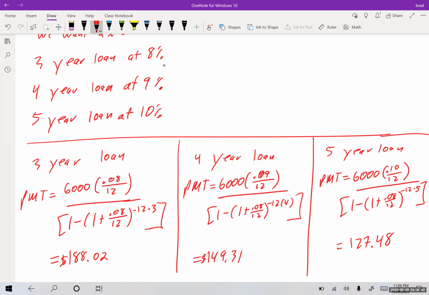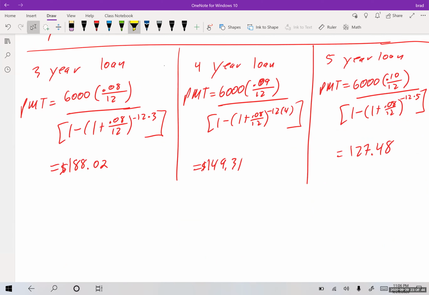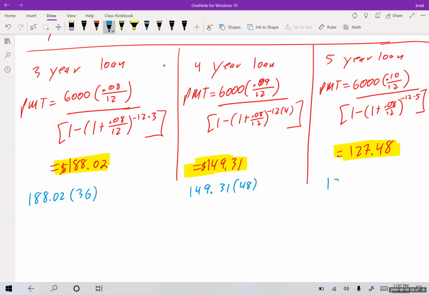But now what I want to do is see how much money they're actually making off of me. So I'm going to do the same thing I did last time. These are our 3 monthly payments. Now I want to see 188.02 times how many months? 3 years has 36 months, so we're going to do 36 monthly payments. This one, we're going to do 149.31, and this would be 48 months, because this is a 4-year loan. And this would be 127.48, times 60 because this is a 5-year loan.